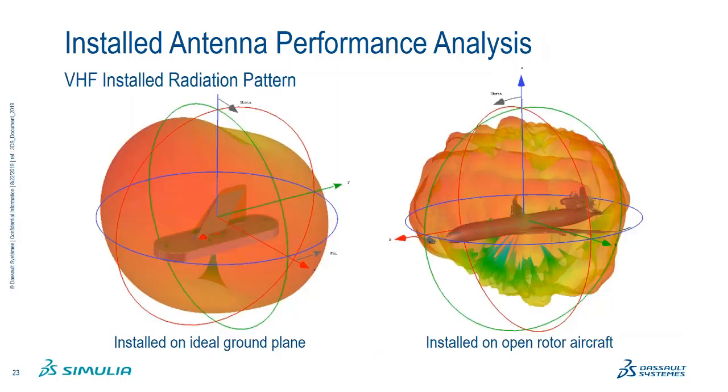If we analyze the far field radiation pattern of the installed antenna, we can compare the pattern for the antenna on an ideal ground plane versus installed on the open rotor aircraft. So for the ideal ground plane, the far field pattern is very smooth and it sort of resembles a donut. It's uniform in the azimuth and there's a null in the z-axis. When placed on the aircraft, the pattern is more complex. There's a lot of lobing and nulls which may affect the communications performance.